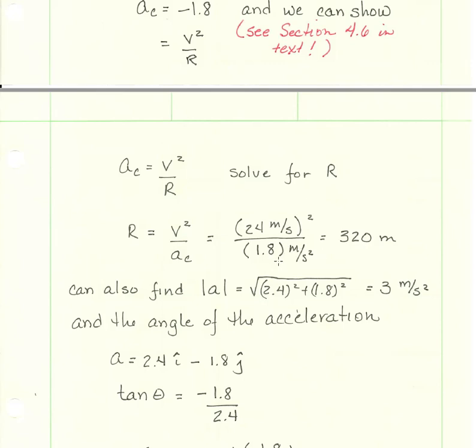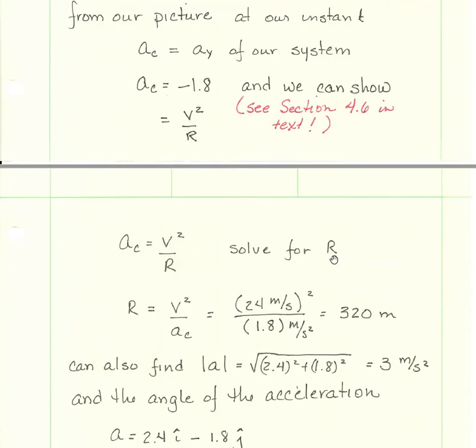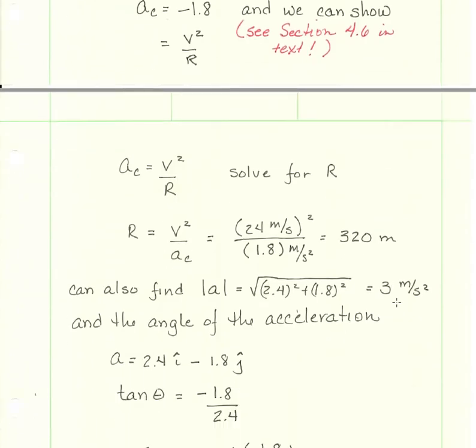The other thing I wanted to point out, because I haven't really done it well in any of the lecture material so far, is that I can get the angle for my vector from my vector components. So I can find the magnitude of my acceleration. Let's go ahead and do that, because I'm going to take my 2.4 squared plus my 1.8 squared, and I can show that the magnitude of that acceleration is 3 meters per second squared.